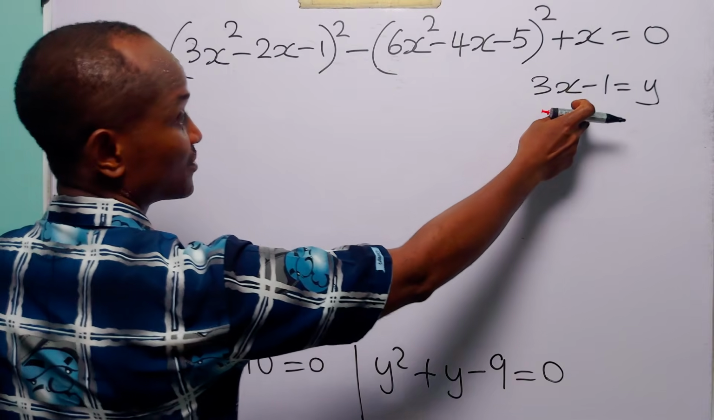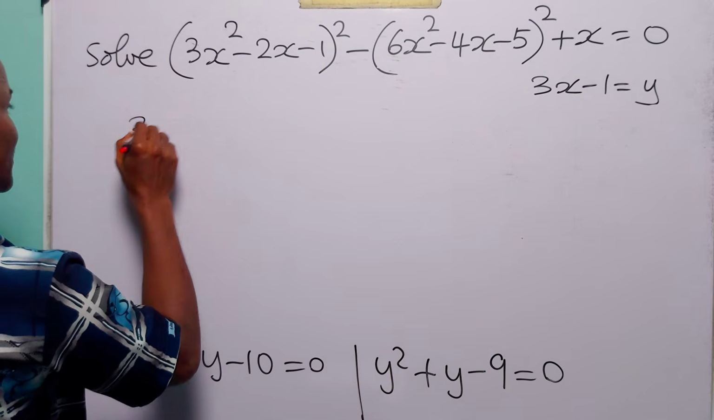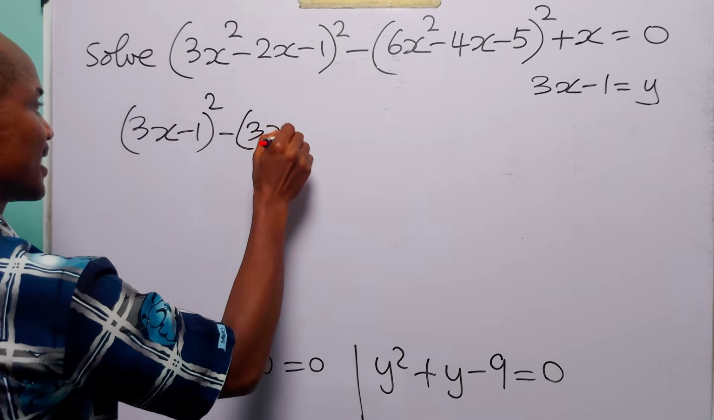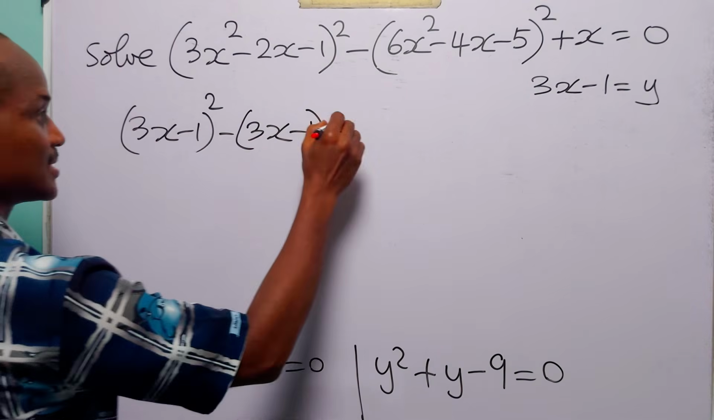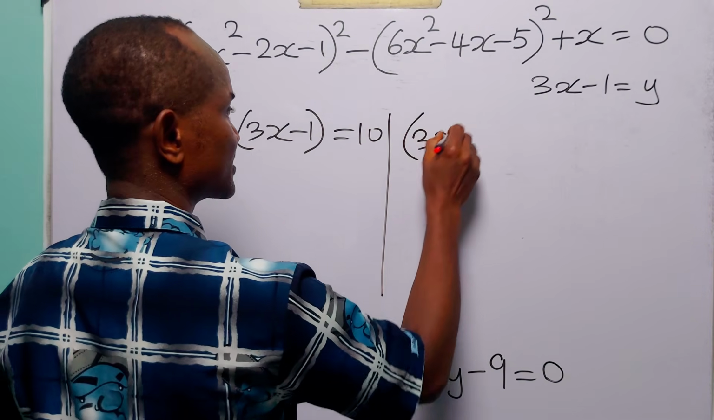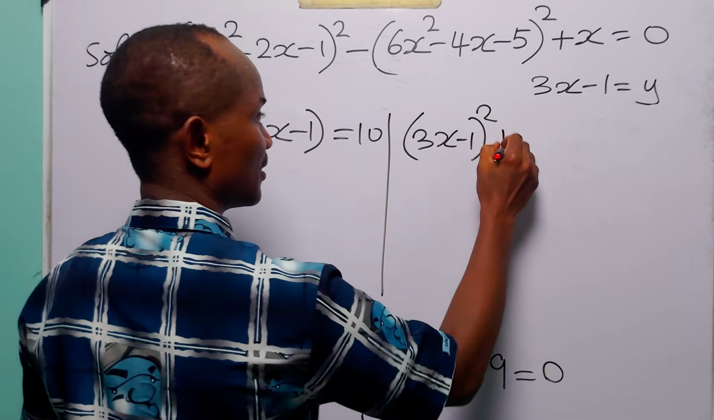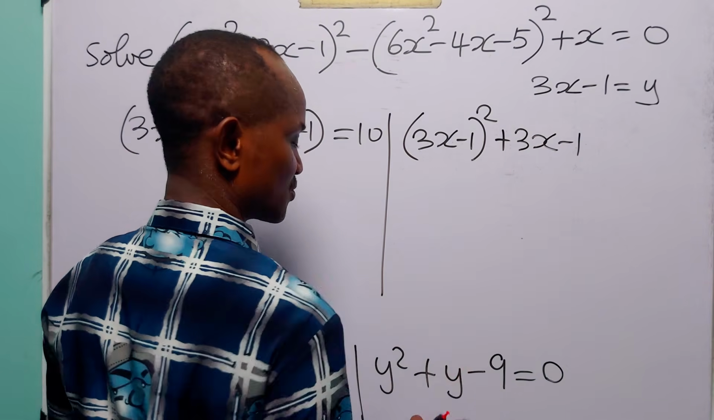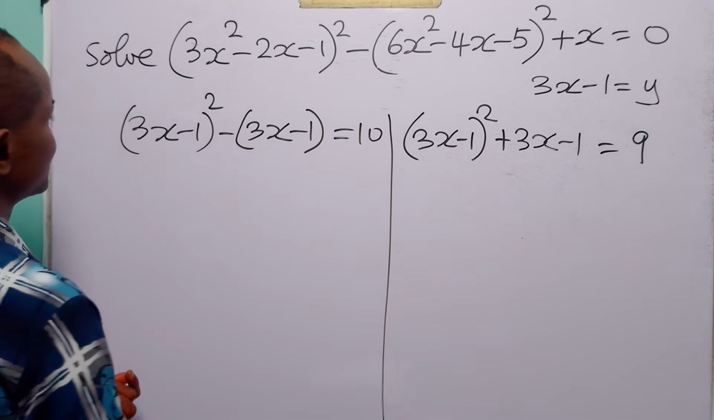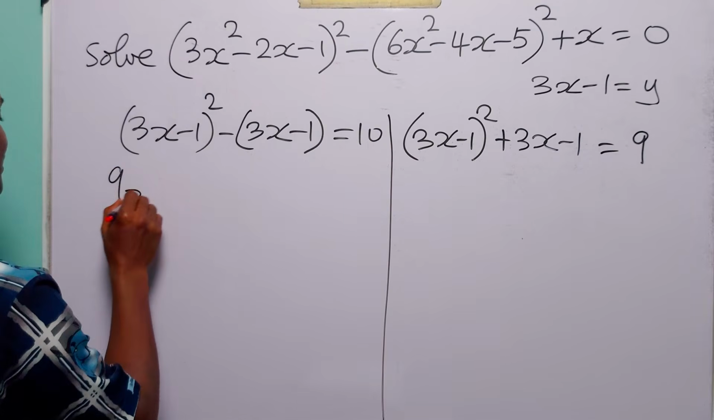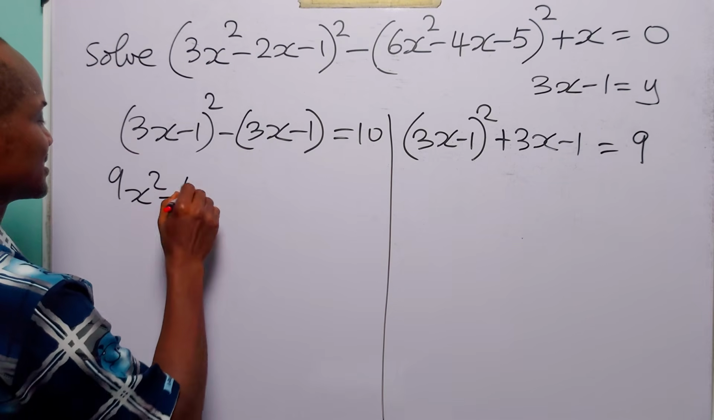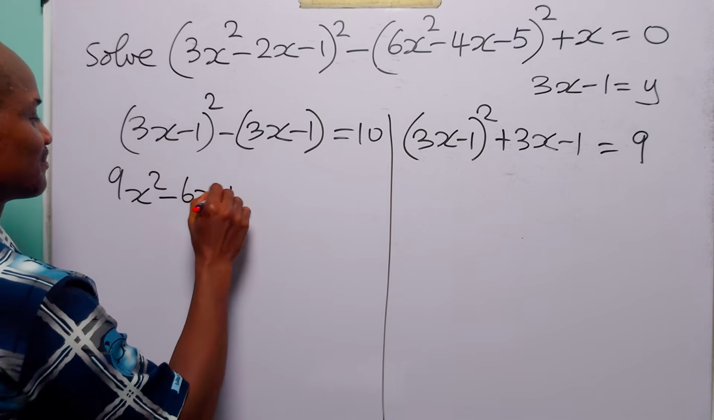And since y is equal to 3x minus 1, here we have (3x minus 1) squared minus (3x minus 1) is equal to 10. And here we have (3x minus 1) squared plus (3x minus 1) is equal to 9. Now let us expand this. We have (3x) squared, that is 9x squared. 2 times 3x times minus 1 is minus 6x. Minus 1 squared is plus 1.